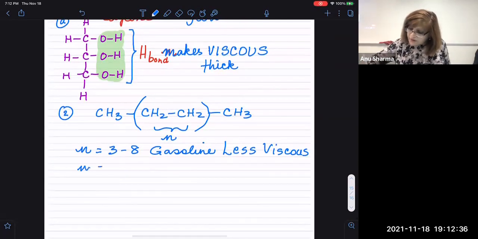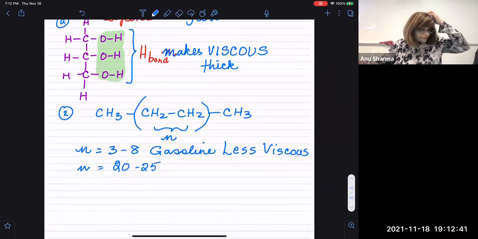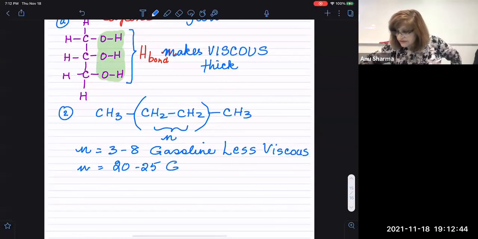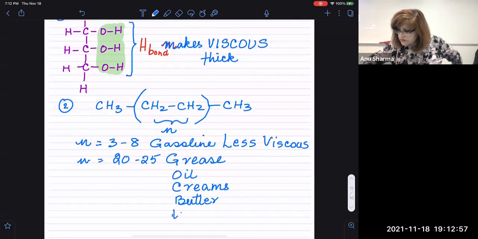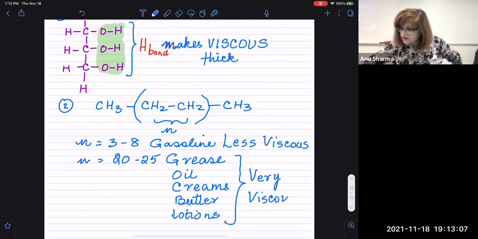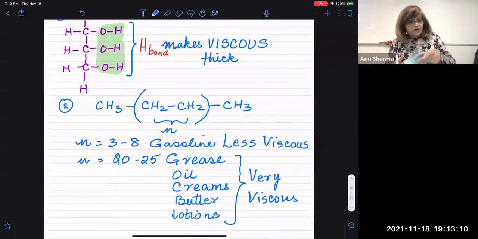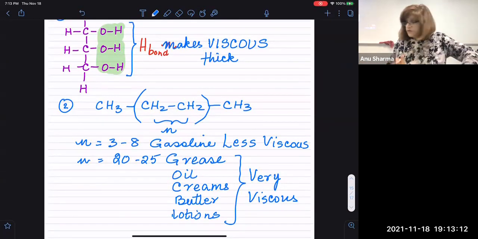But if the number is from 20 to 25, then it is such as in grease, such as in oils, such as in creams, such as also in butter, okay? Those things, lotions. You've seen it, they are very greasy. So they are very viscous. That makes it very viscous. The spread is not that much. Okay, guys?